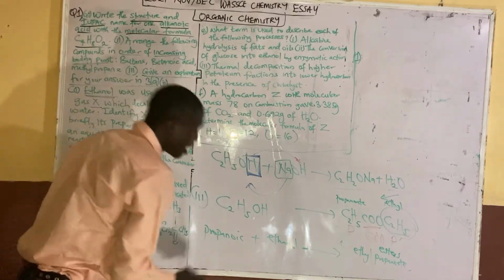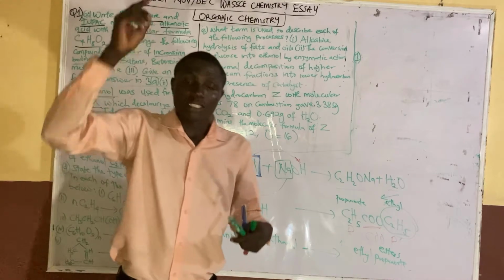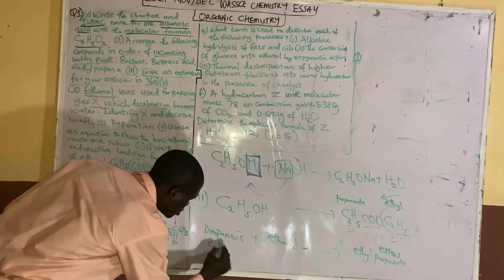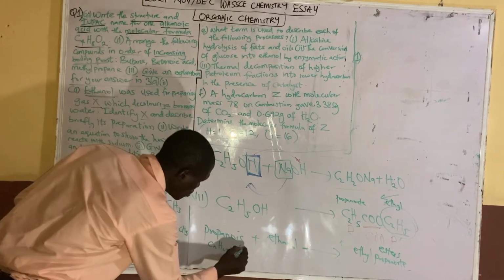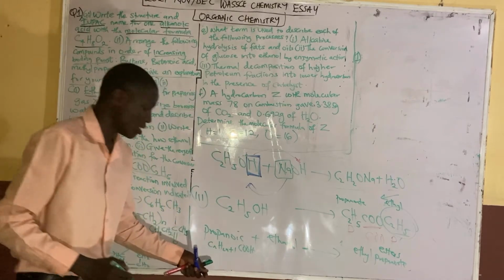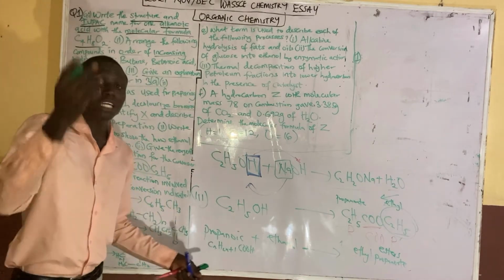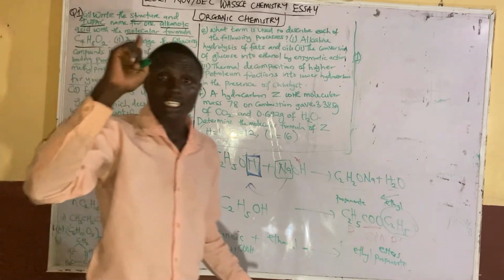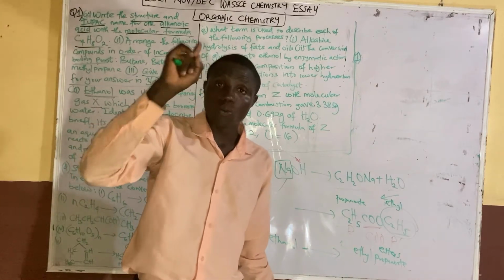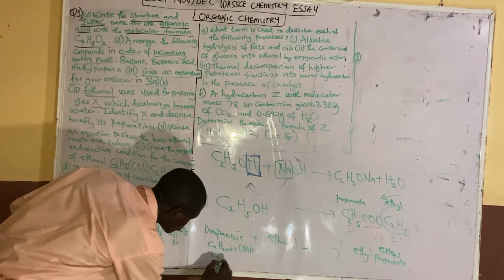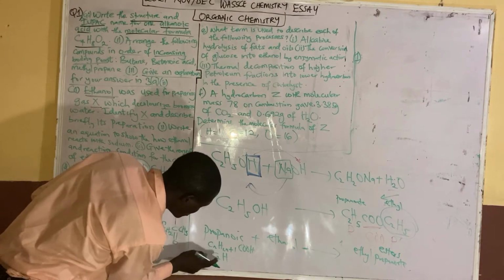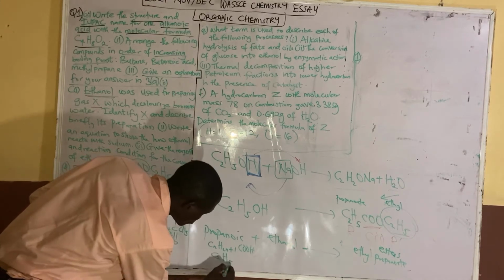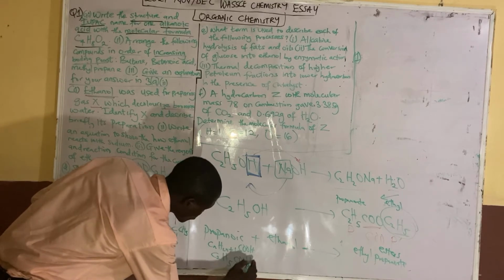So now, how do I write propanoic? Don't forget, check your table. The formula for propanoic is CnH2n+1COOH. Now, propanoic has 3 carbons, so this COOH has taken 1. So it means to just put C2H, H what? 2 times 2 is 4, plus 1. C2H5COOH. This is propanoic acid.